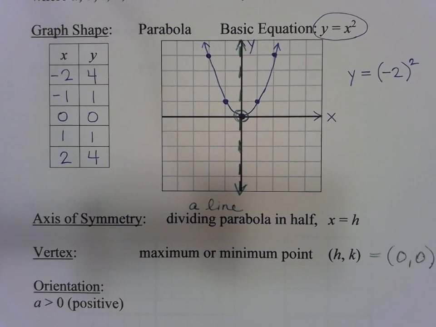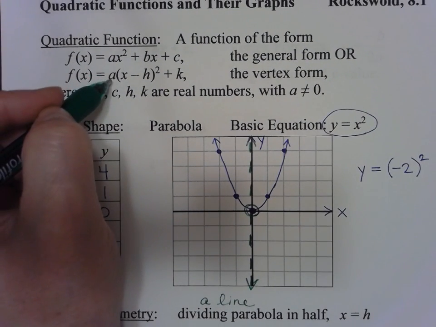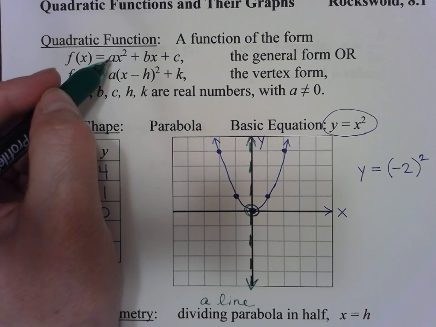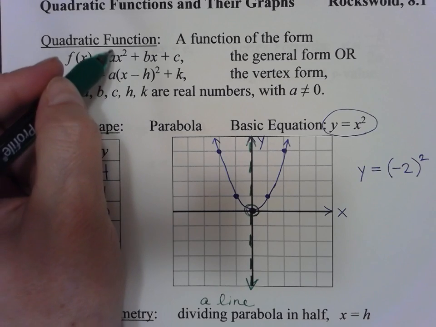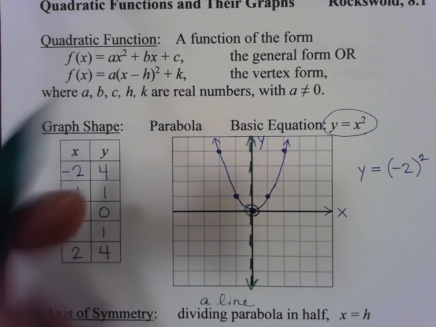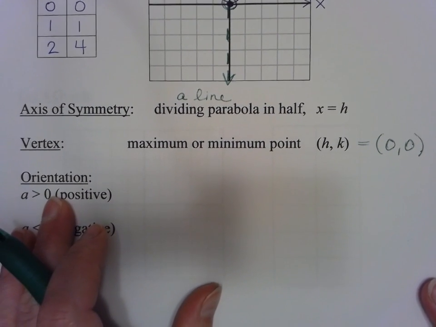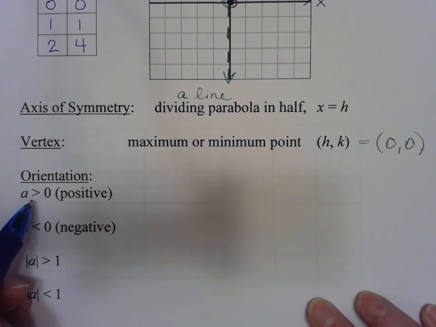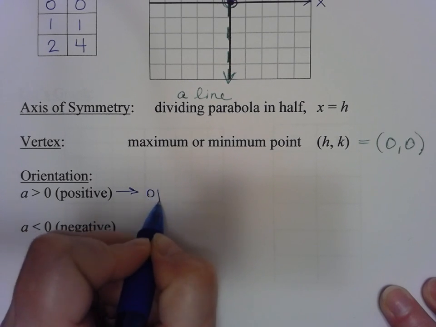Okay, the next thing we're going to talk about refers to the a in both equations. This is the same variable a. So if I have a 5 here and I rewrite it in this form, it's still going to be a 5. So this a does affect the shape of the graph in two ways. First, it affects the orientation. If the a is positive or greater than 0, then my parabola is going to open up.